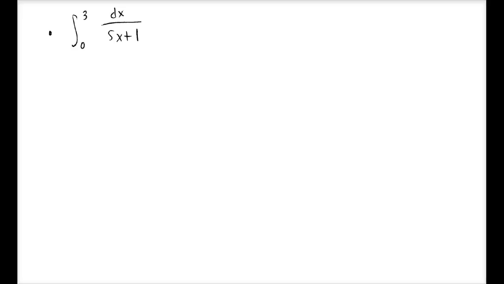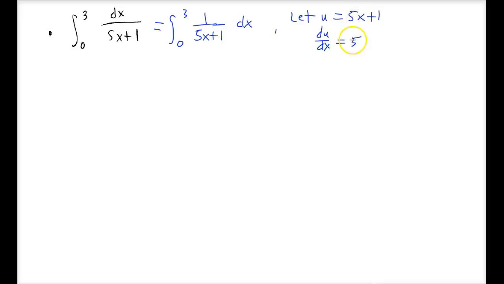All right, so for this one, it'll be sort of the same thing. We notice here that we could rewrite what we have as just 1 over 5x plus 1 dx, like this. And an obvious choice for substitution is to let 5x plus 1 equal u. So we're going to let 5x plus 1 equal u, which means du over dx is just equal to 5, because the derivative of 5x is 5, and the derivative of 1 is 0.